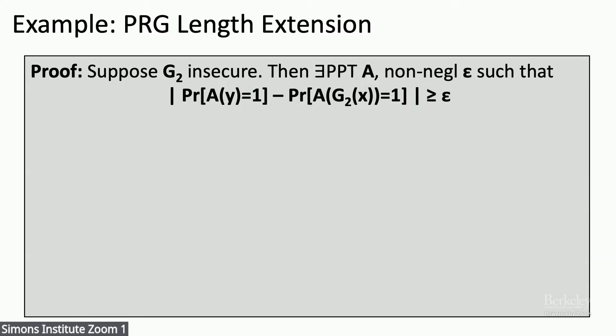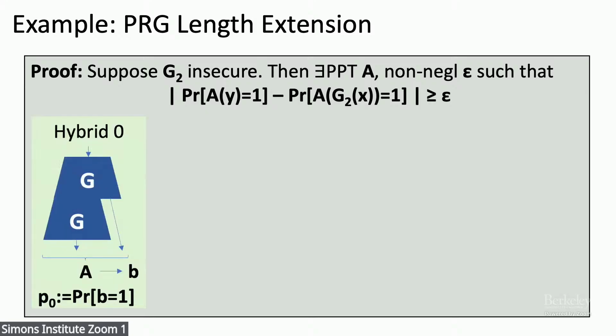I'm going to run through the proof. This will probably be very annoyingly slow, because I assume everyone's familiar with this, but I just want to run through it just to have a complete example here. Okay, so how do we make the proof go? Suppose it's insecure. Suppose that G2 actually is not a PRG. What that means is there is a polynomial time adversary A and a non-negligible epsilon, such that A is able to distinguish the outputs of G2 from random.